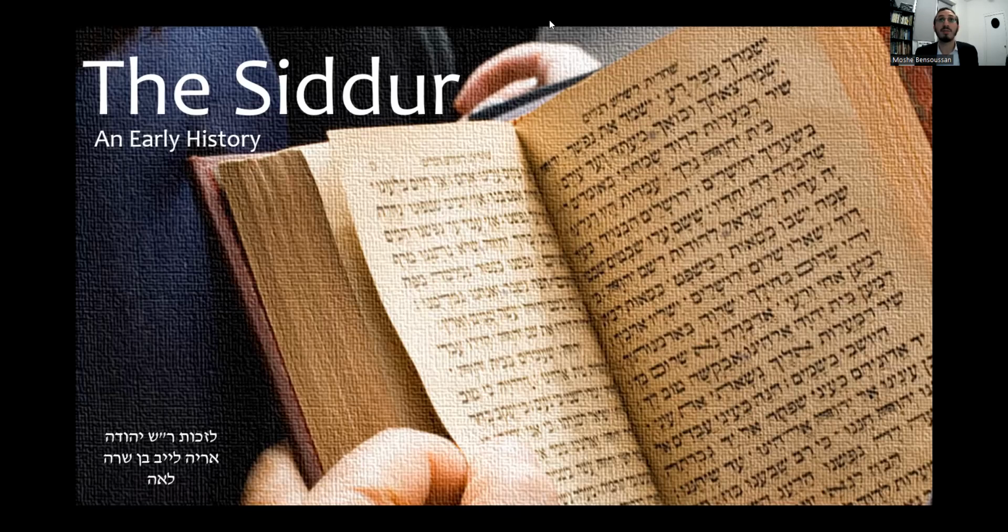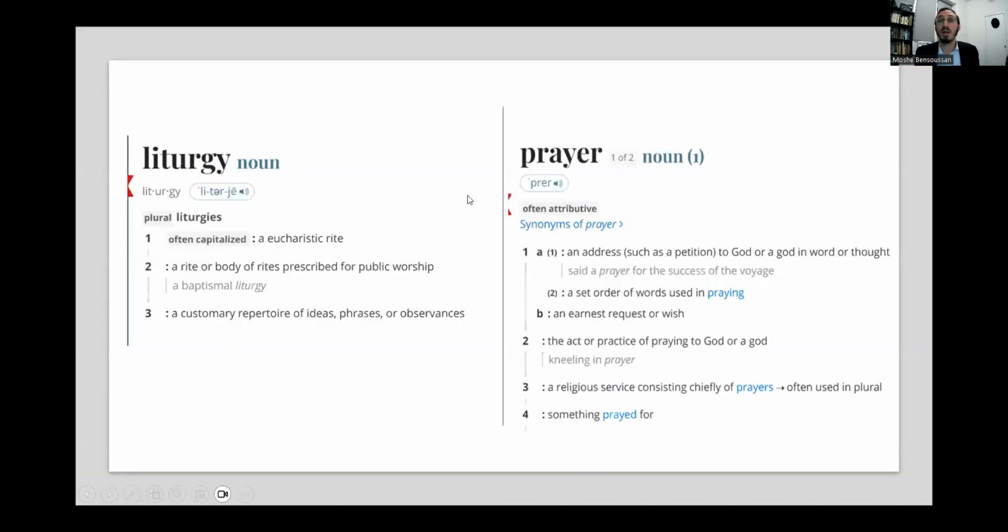First, I would like to actually define some terms, if everyone could see. When I say a prayer, as we discussed last week, prayer can mean so many different things. There's so many different types of prayer. But I think the gist of the English word is understood among most people. A liturgy is a fancy word for a Seder HaTefilah. It means a rite or a body of rites prescribed for public worship.